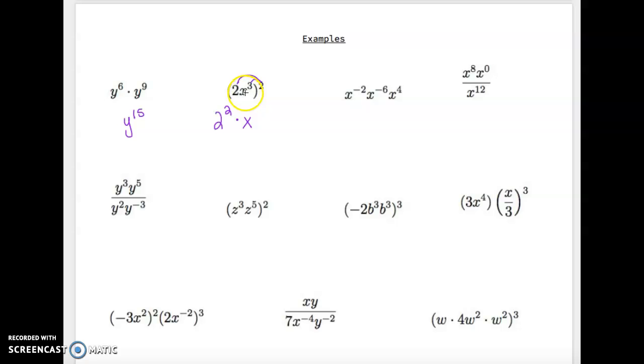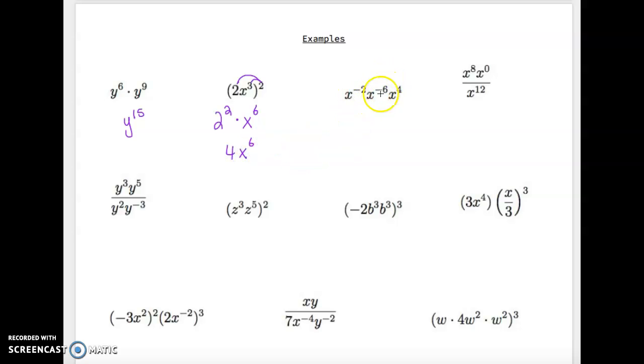And then when you have an exponential expression to another exponent, a power to a power, you multiply the exponents together, right? So x to the 3 times 2 would be x to the 6. When you apply an exponent to just a regular number, just leave it as a regular exponent. So 2 squared gives me 4, so my final answer here would be 4x to the 6.